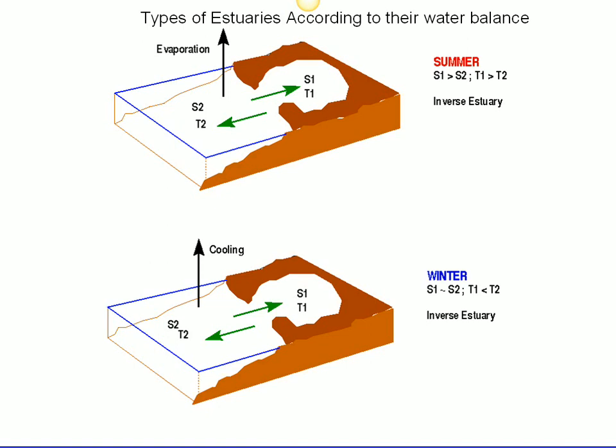An example of this has been reported in Australia, but I'm sure in Florida we might also have this type of system. We haven't looked for them hard enough, that is, we haven't studied them enough. But in Florida, I think we can have these two types of systems, at least during parts of the year, which makes them even more interesting, that they switch from one type to another during different parts of the year. So again, based on the water balance, estuaries can be inverse estuaries or positive, normal estuaries.